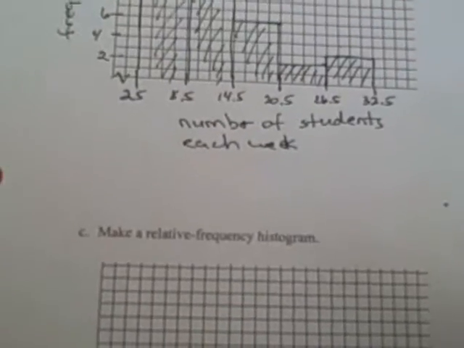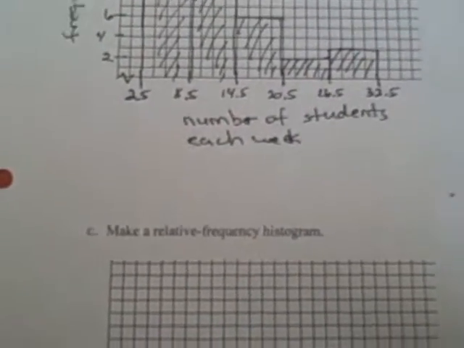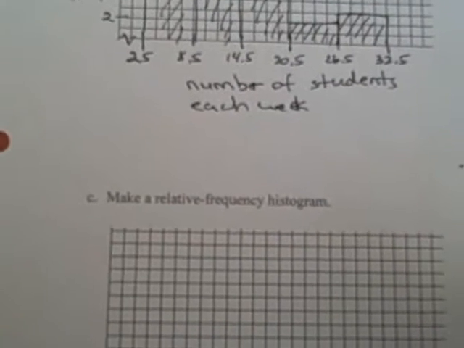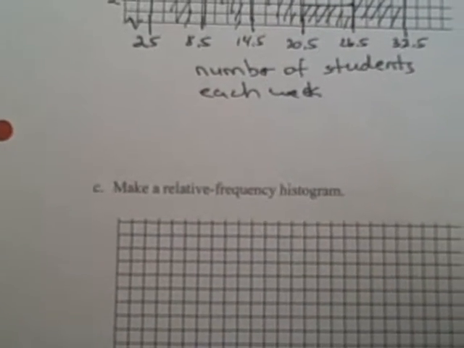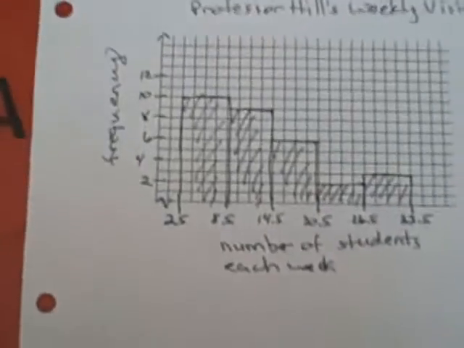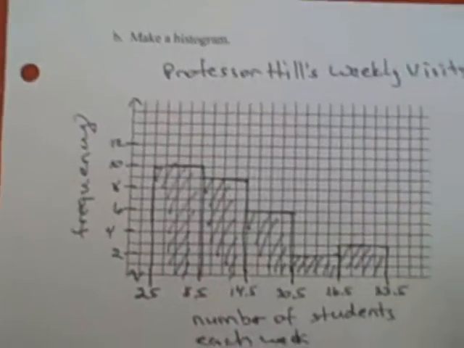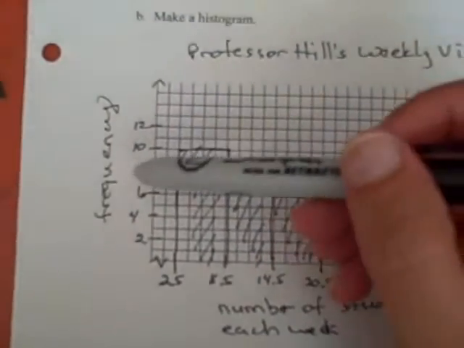Okay, still working on section 2.1. Now we're going to make a relative frequency histogram. The only difference between a relative frequency histogram and a frequency histogram is that a frequency histogram has frequency on the side. Our relative frequency histogram is going to have relative frequency on the side.